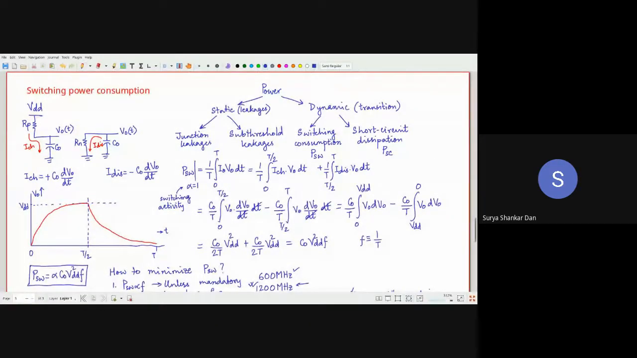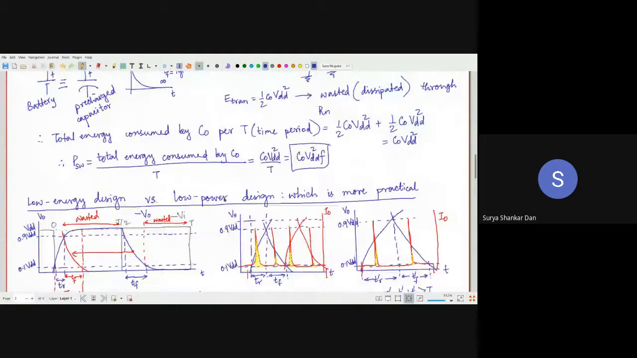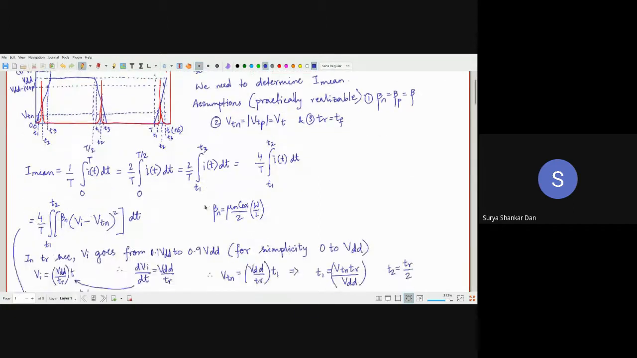Okay, all right. So now, that was for the switching power consumption. This short circuit dynamic power will essentially take another 1 hour.